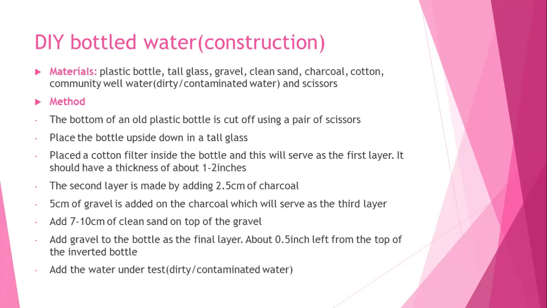Now, a 5 cm layer of gravel is added on the charcoal, which serves as the third layer, and we add clean sand on top of the gravel. Then add gravel as a final layer, about 0.5 inch from the top. It means that the last layer, counting from below, is gravel at the top, and the gravel should not be at the brim of the cut end of the container.